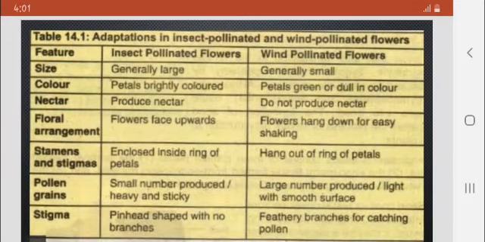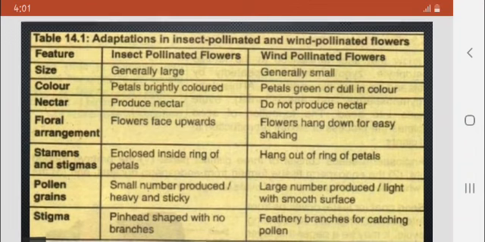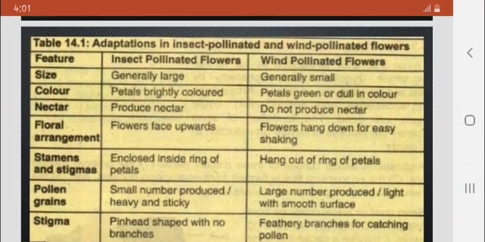There is a difference between an insect-pollinated flower and a wind-pollinated flower. The size of the flower is generally large in insect-pollinated flowers and generally small in wind-pollinated flowers. The color of petals is bright, while in wind-pollinated flowers the petals are green or dull in color. Insect-pollinated flowers produce nectar; wind-pollinated flowers do not. Insect-pollinated flowers face upward; wind-pollinated flowers hang down for easy shaking.